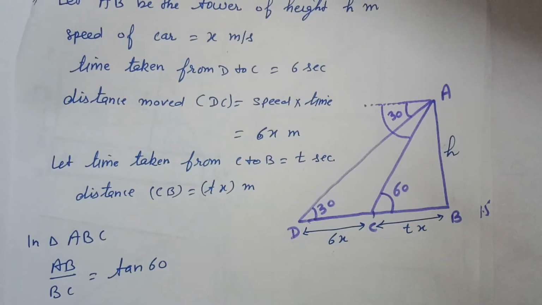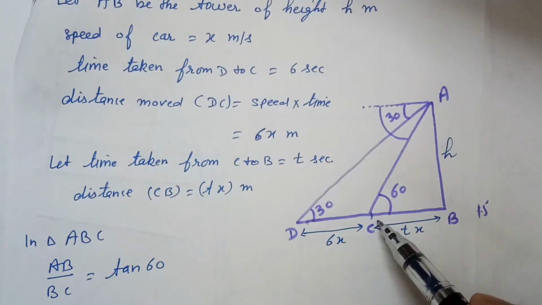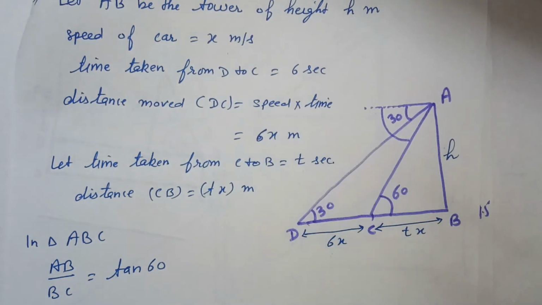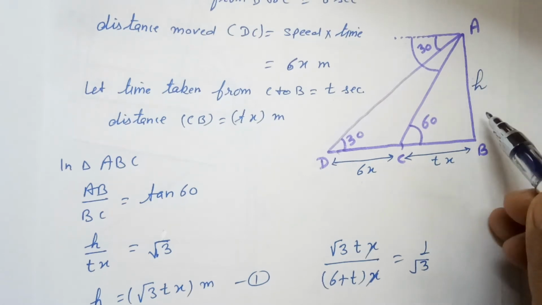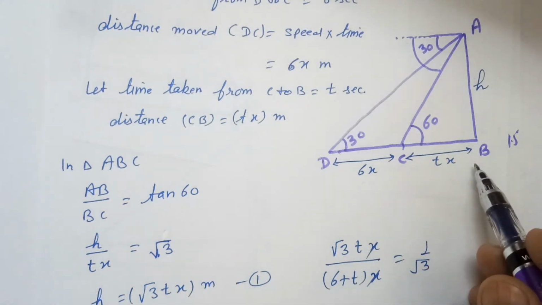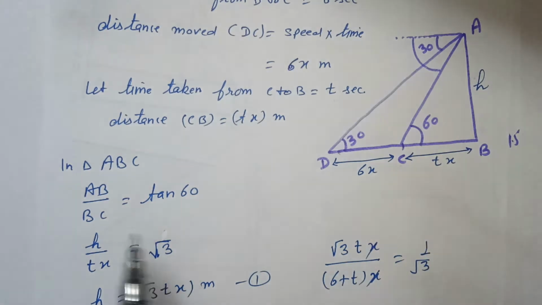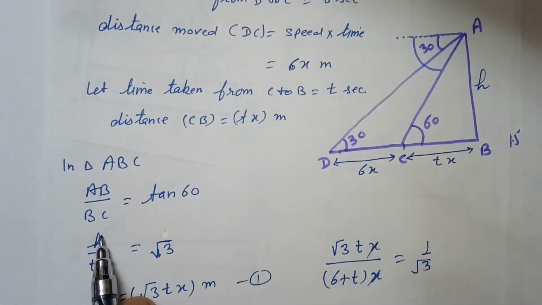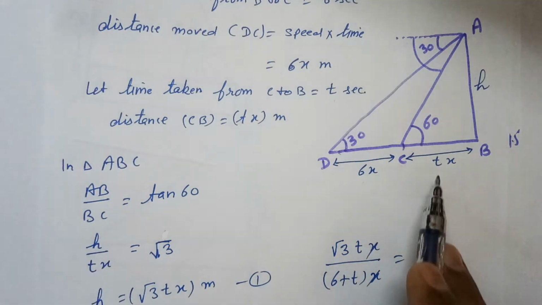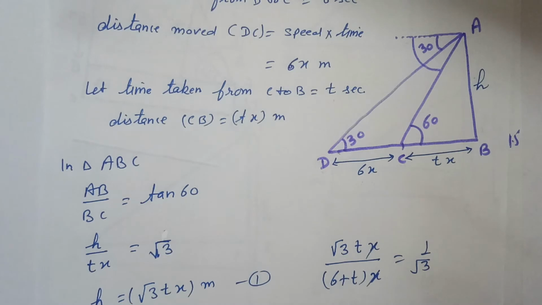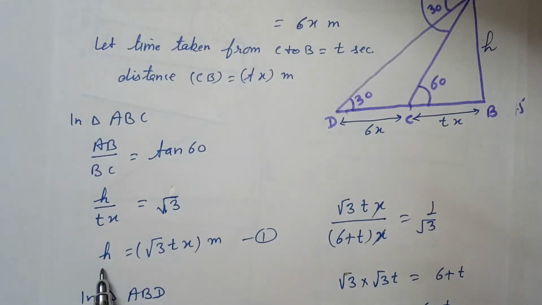Now we will use the trigonometric ratios in triangle ABC and triangle ABD. First of all, we will take triangle ABC. In triangle ABC, the perpendicular is the height of this tower, and the base BC is tx. So AB over BC, perpendicular over base, equals tan 60 degrees. AB is the height of the tower, which equals h, BC equals tx, and tan 60 is root 3. So we find the value of h: h equals root 3 tx meters.